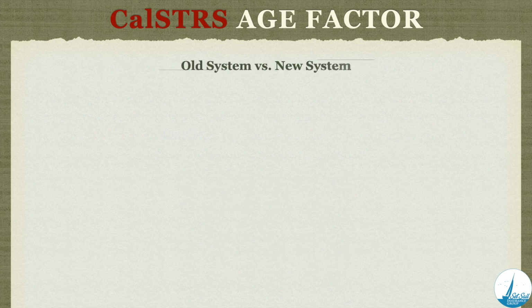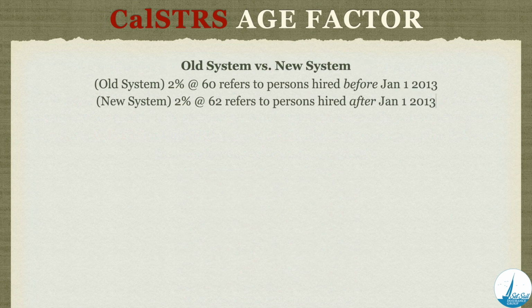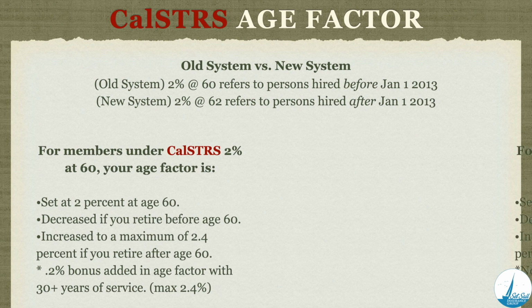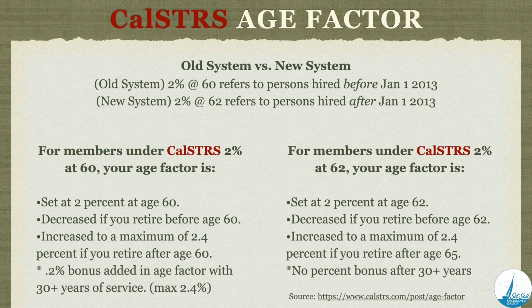So, to determine your CalSTRS age factor, there's an old system and a new system, depending on when you were hired. If you were hired before January 1st, 2013, you're on the old system, and due to economic changes, they had to restructure the system to make sure that everyone was still going to get their pension. So there's a new system for anyone hired after 2013. Under the old system, it's set at 2% at age 60, it's decreased if you retire before age 60, and increased to a maximum of 2.4% if you retire after age 60.